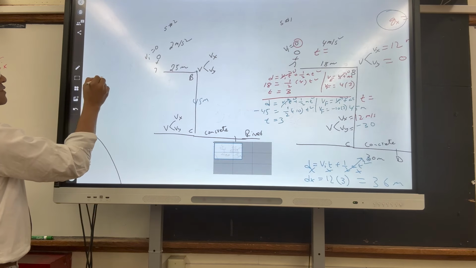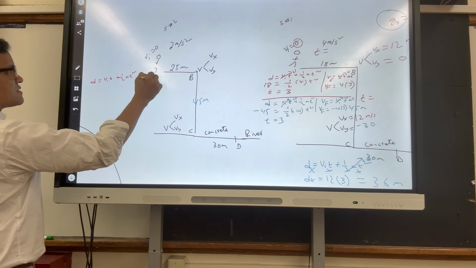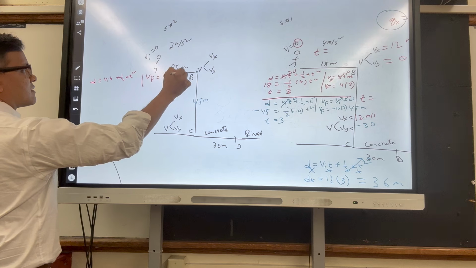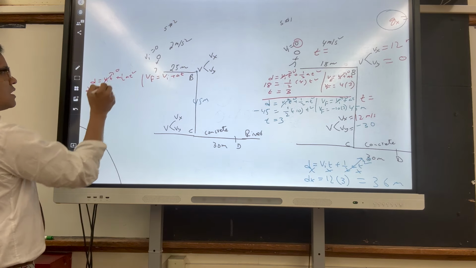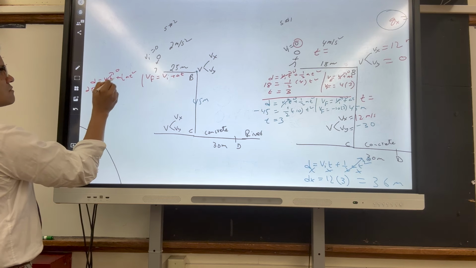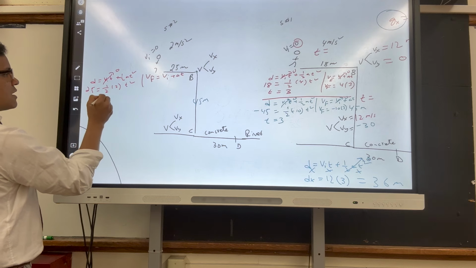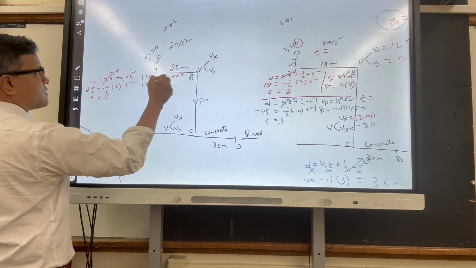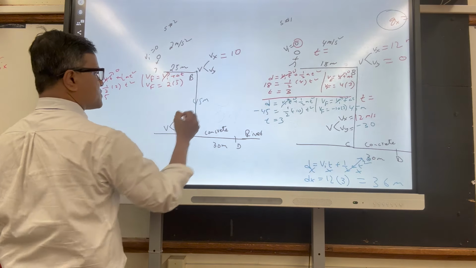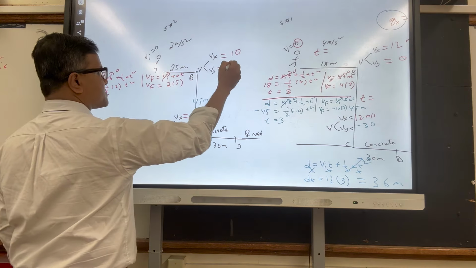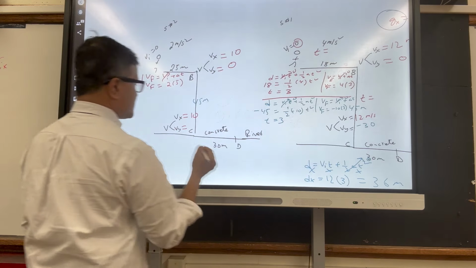In this case, d is equal to Vit plus half at squared, and then Vf is equal to Vi plus at. So d is 25 is equal to half times 2 t squared. So t is equal to 5. So Vf is equal to 2 times 5, 10. So this must be 10, and this must be 0. The Vy, what do you want to discover? Vy doesn't change, negative 30.